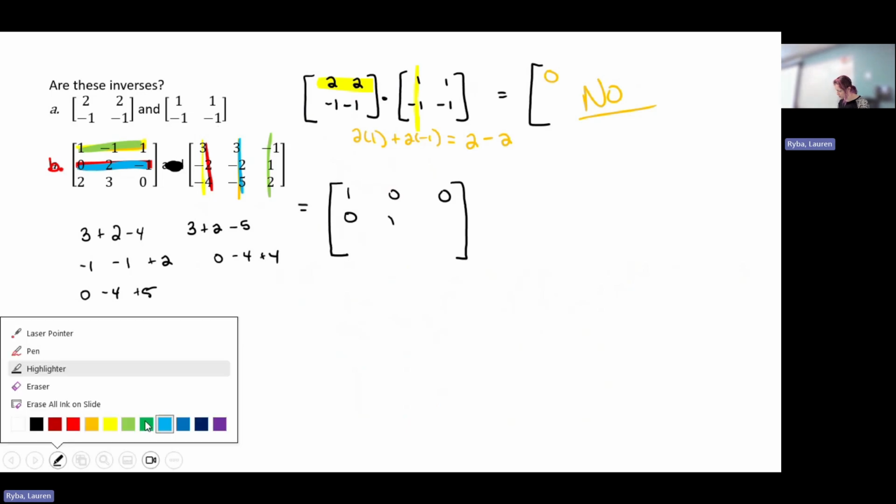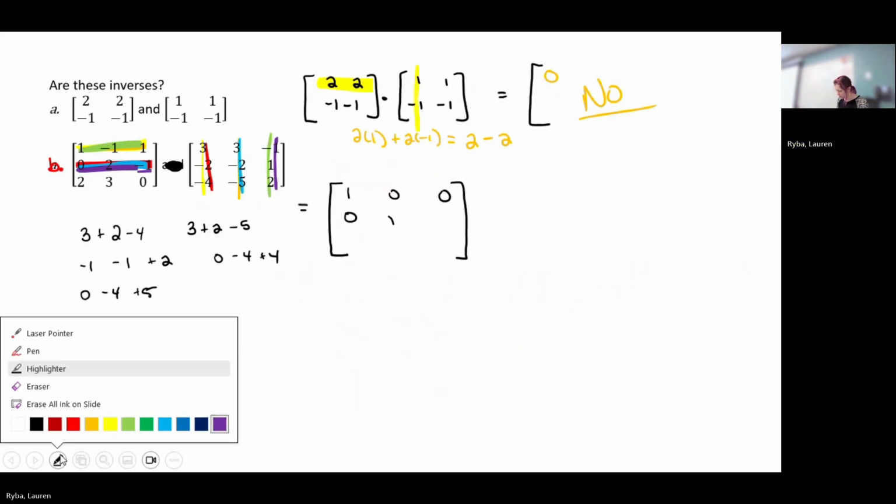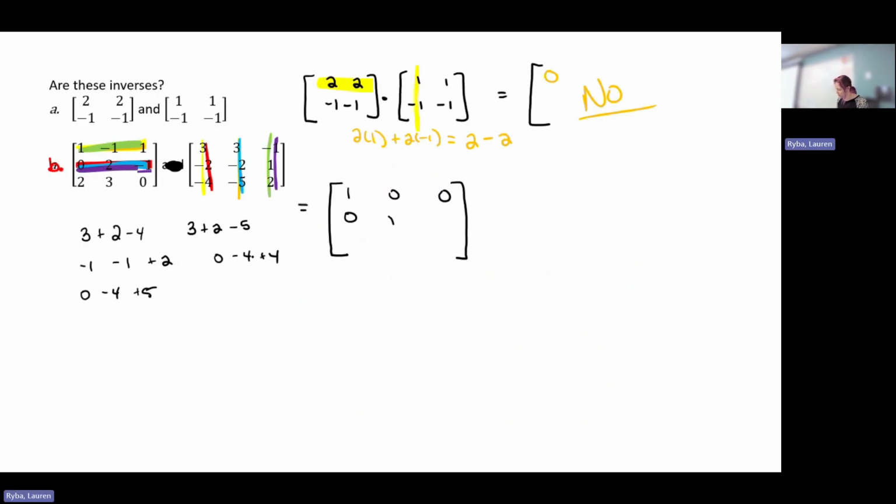Next one here. Let's go purple. All right. 0 times -1 is 0. 2 times 1 is 2. -1 times 2 is -2. Add them all together, 0. 3 more. Should be 0, 0, 1.